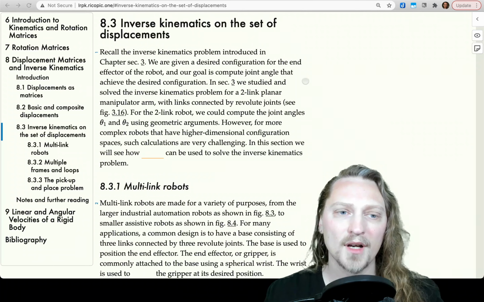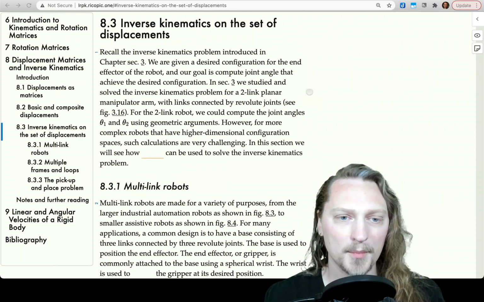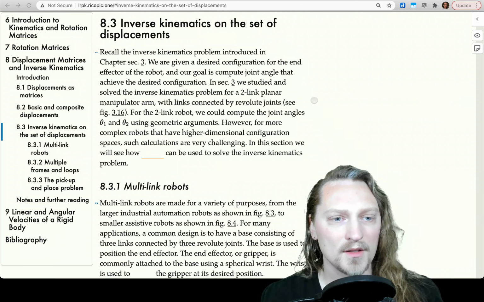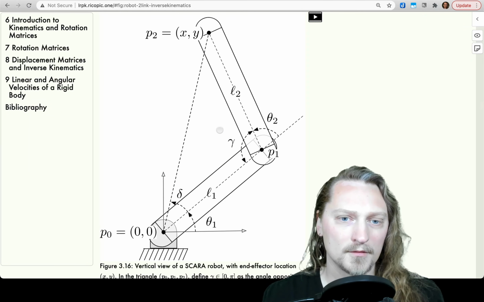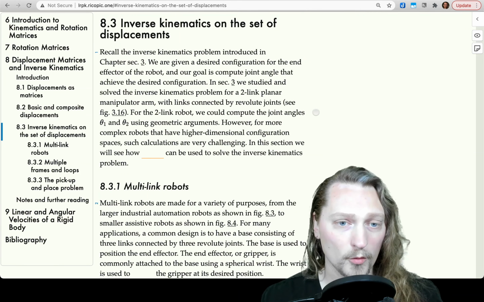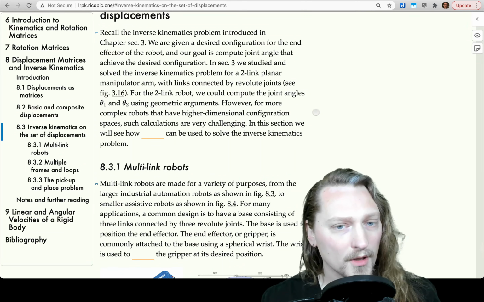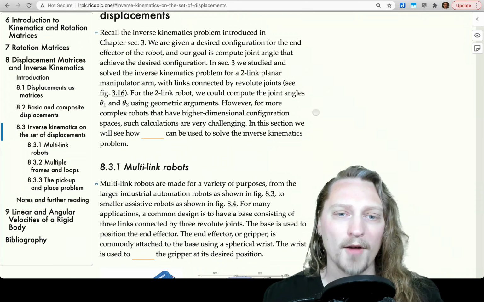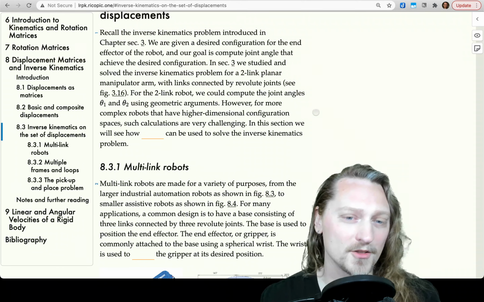In chapter 3, we studied and solved the inverse kinematics problem for a two-link planar manipulator arm, with links connected by revolute joints. See figure 3.16. Let's actually see figure 3.16. Let's go ahead and click on it. Here it is. This is the one that we looked at before. For the two-link robot, we could compute the joint angles θ1 and θ2 using geometric arguments. However, for more complex robots that have higher dimensional configuration spaces, such calculations are very challenging.